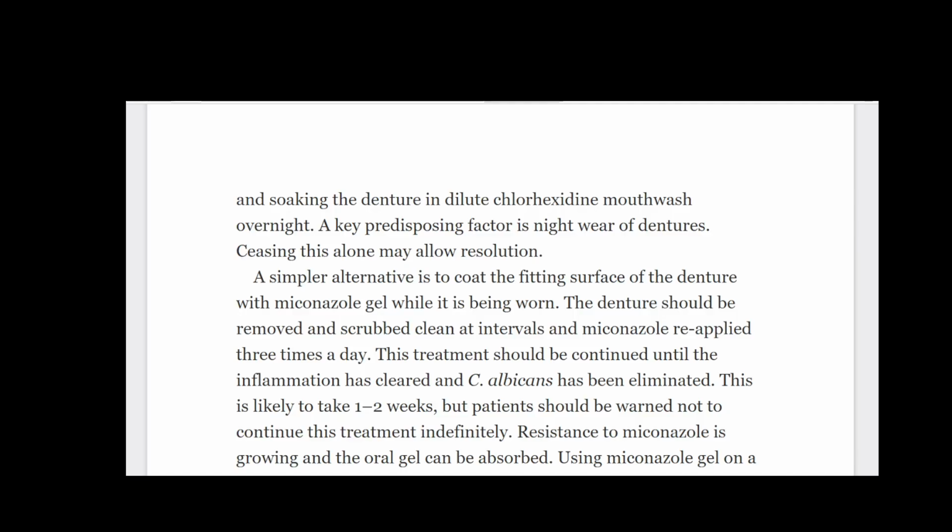Resistance to miconazole is growing and the oral gel can be absorbed. Using miconazole gel on a denture in this way is contraindicated in patients taking warfarin or phenytoin because sufficient miconazole is absorbed to enhance their effects. Lack of response may be due to poor patient compliance or to an underlying disorder, particularly iron deficiency. Systemic antifungal drugs without local measures are ineffective. Key features are summarized in box 15.9.